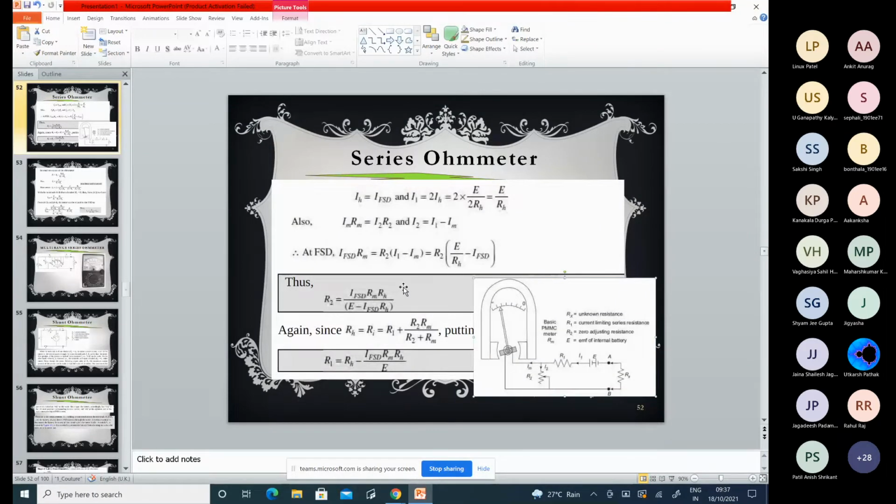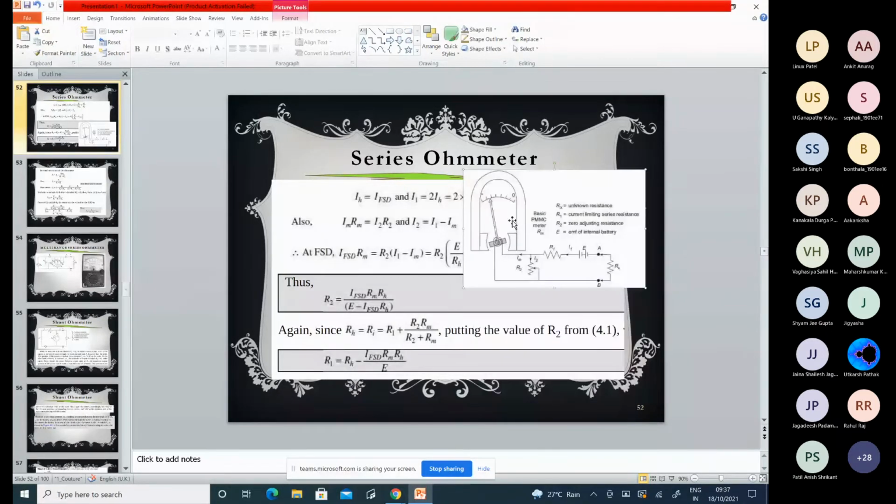Again, we know that RH will be equal to R1 plus this, and that can be substituted to find R1. So how to calculate R1? R1 will be equal to RH minus IFSD RM RH by E. So this is the derivation we are showing, of how to know R1 and R2.